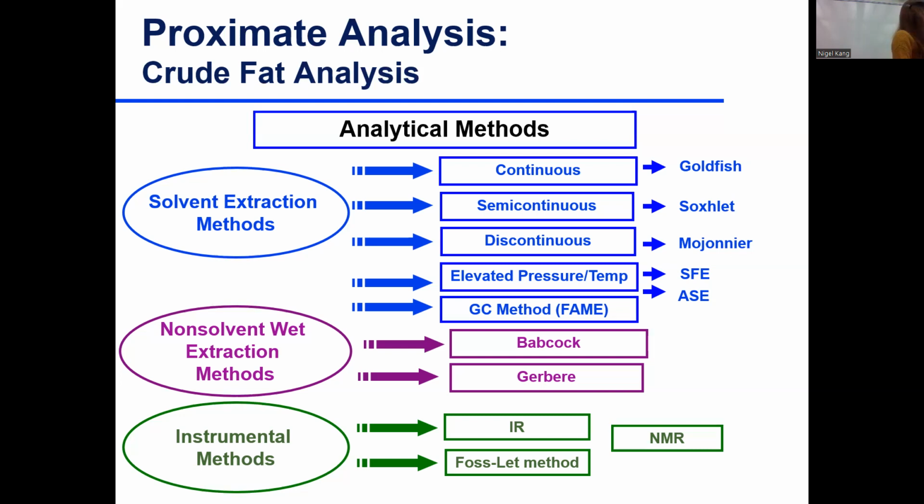Non-solvent extraction methods like Babcock and Gerber, and instrumental methods like IR, NIR, NMR, and Foss methods. None of the instrumental methods are AOAC methods. AOAC methods are Soxhlet and Mojonnier.